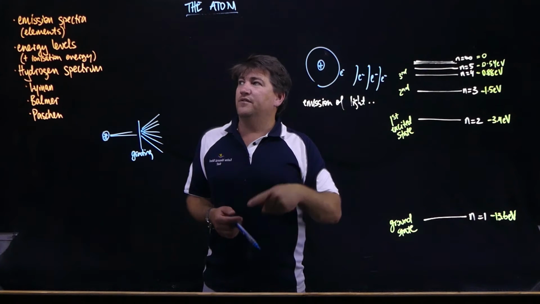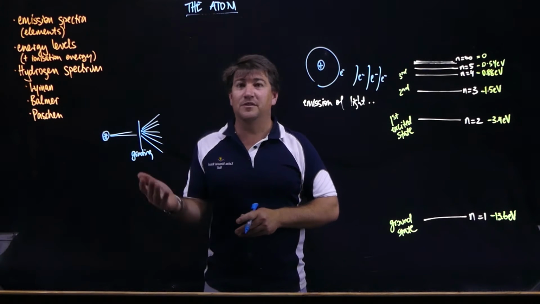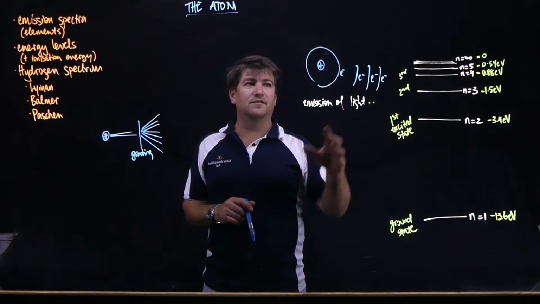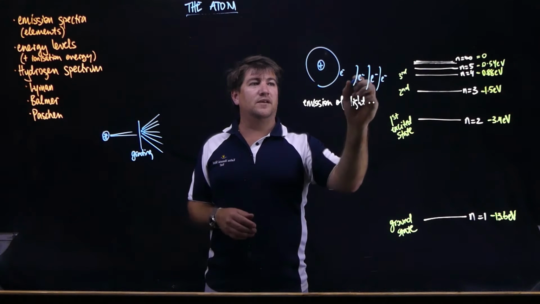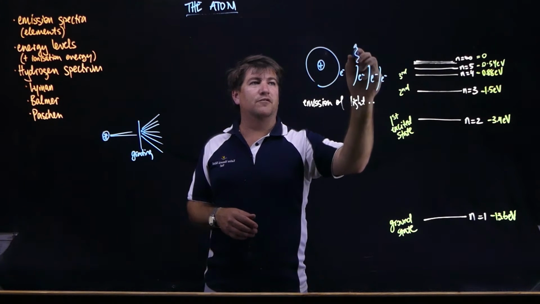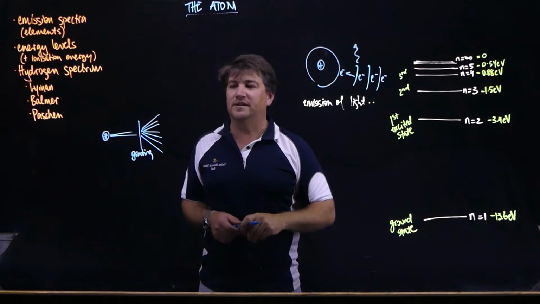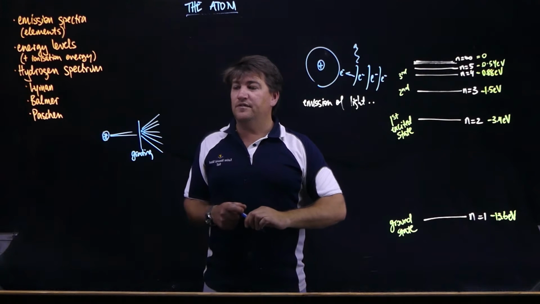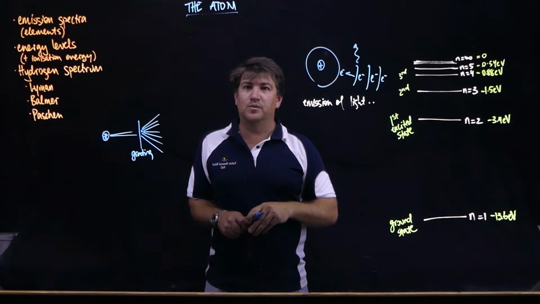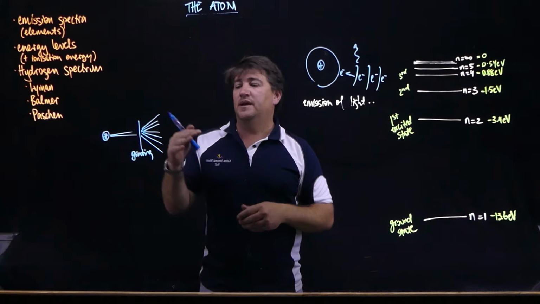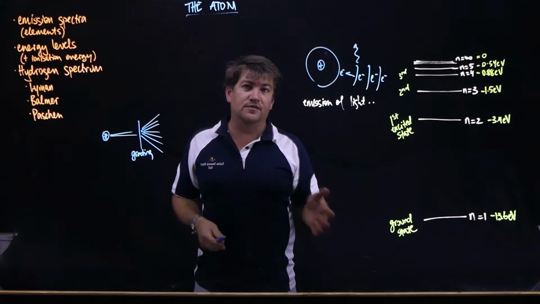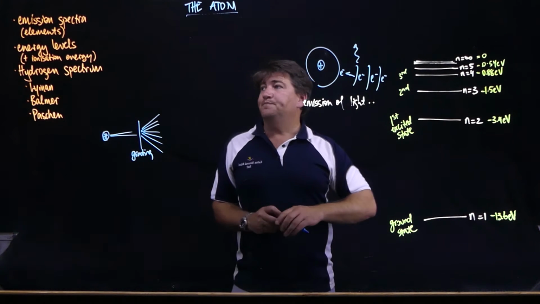So emission spectra or line emission spectra will actually give us different colours based on where these photons come from when these electrons drop back down energy levels. So if you see an emission spectra for sodium, there's a big bit of yellow in the middle, and on one side you'll have some red, on the other side you'll have some blue.